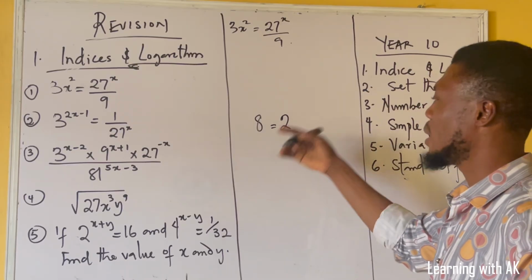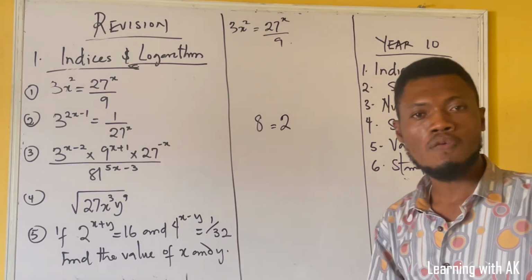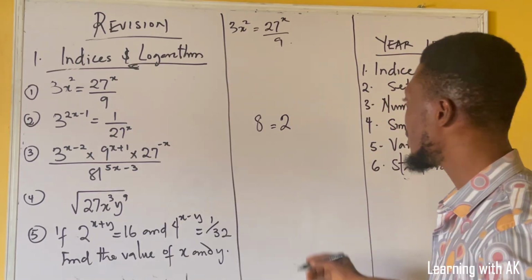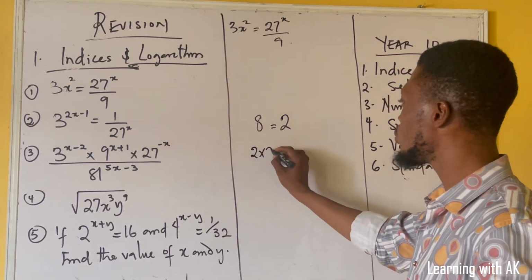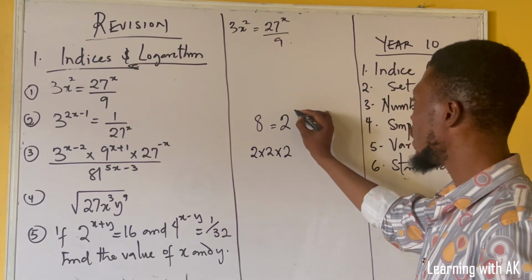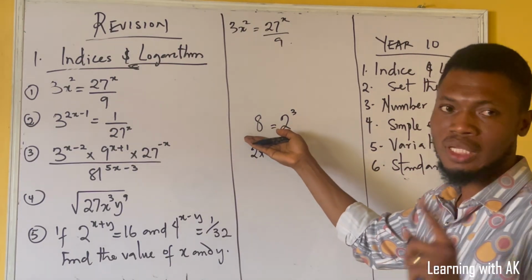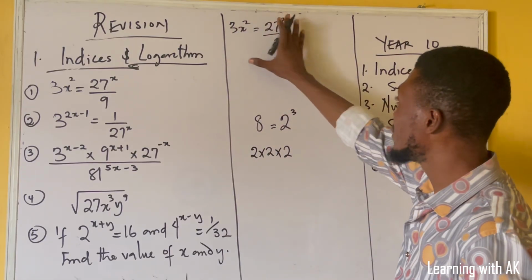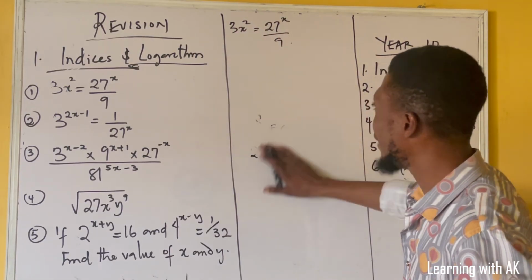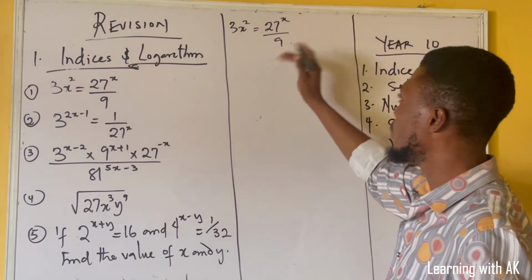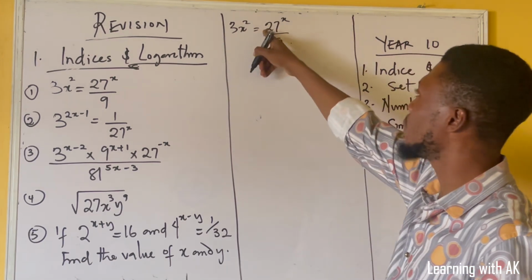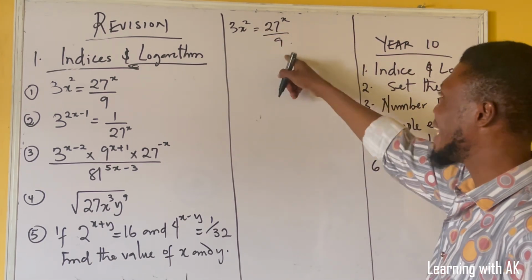Now, 2 times 2 is 4. 4 times 2 is 8. That means I have 2 times 2 times 2. So that's 2 raised to the power 3. This 2 raised to the power 3 is the index form of what? 8. So whenever I look at indices, the first thing that comes to mind is index form. So how do I express this? 3 is okay, I don't need to express 3 in index. However, I need to express 27 in index and 9 in index.